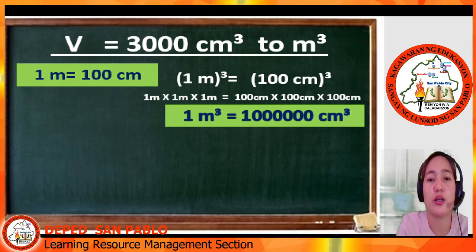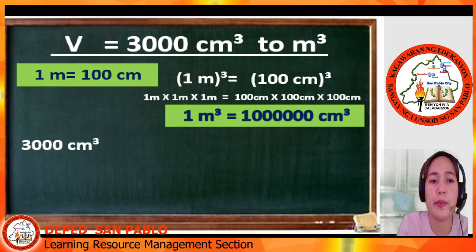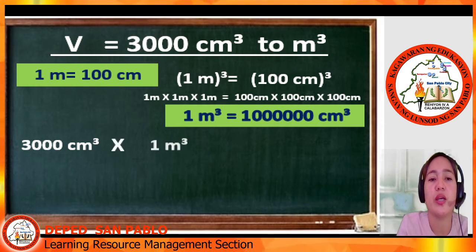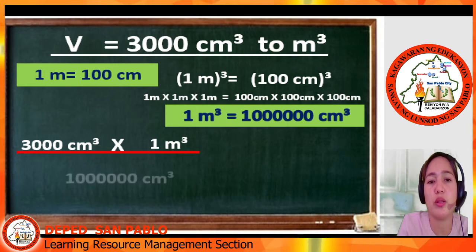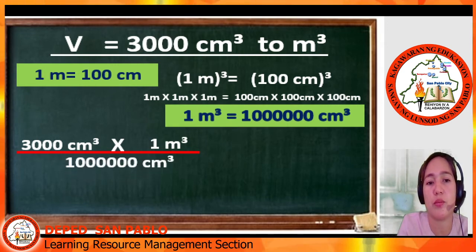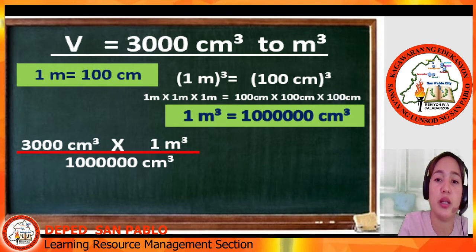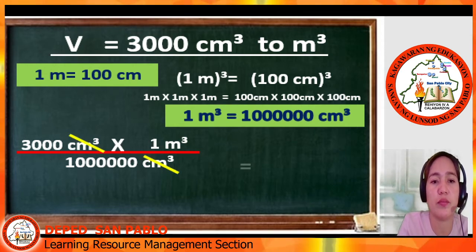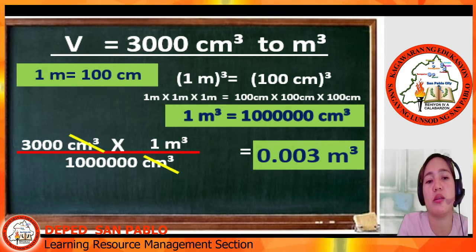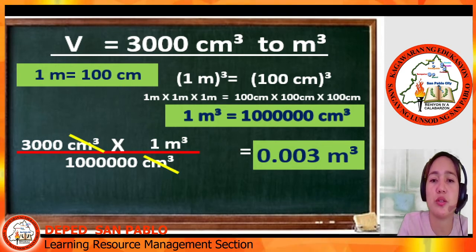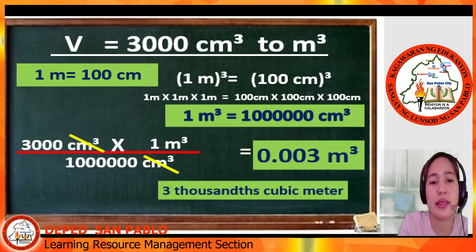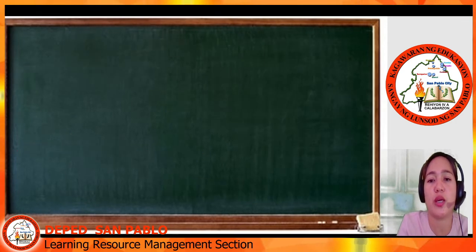Remember this conversion. We're going to use this conversion in converting 3,000 cubic centimeters to cubic meters. Going back to 3,000 cubic centimeters times our conversion, which is 1 cubic meter is equivalent to 1 million cubic centimeters. We all know that if we have similar units, we can cancel them. And then 3,000 times 1 is also 3,000, divided by a million cubic centimeters. So we have 0.003 cubic meter.